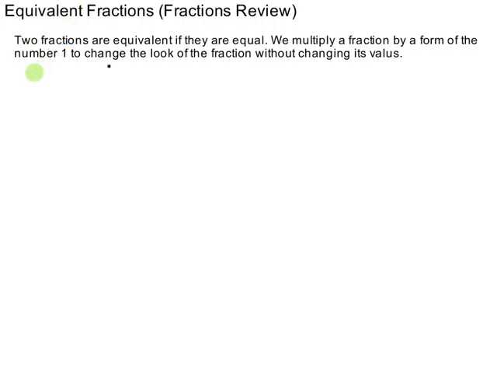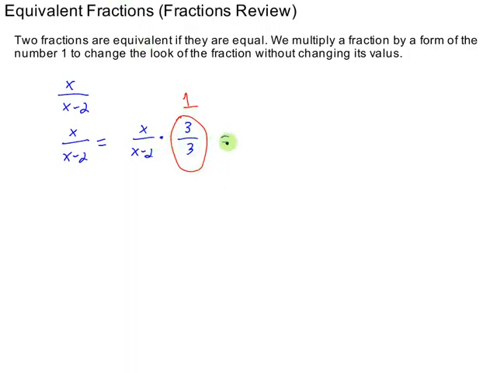For example, let's consider the fraction x over x minus 2. Well, x over x minus 2 equals x over x minus 2 times 3 over 3, for example. The reason is because this 3 over 3 is just 1. So when you multiply something by 1, you get the same thing. However, if you actually do the multiplication, it looks different.